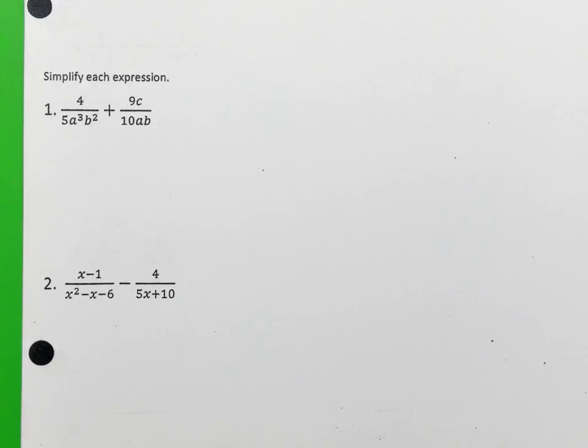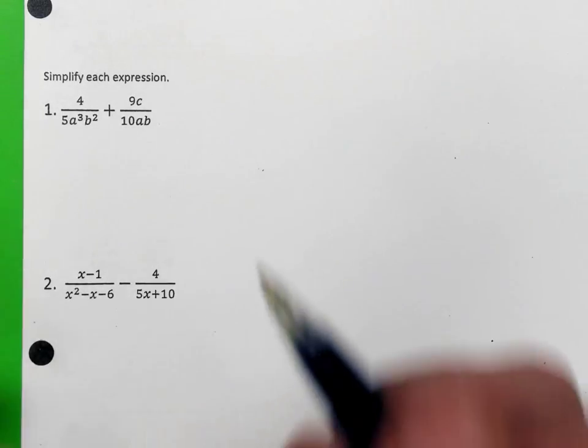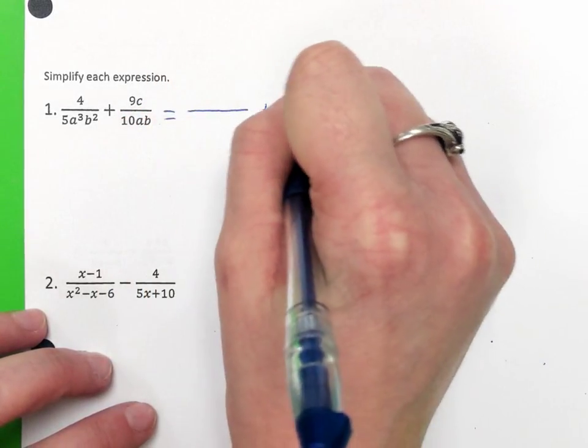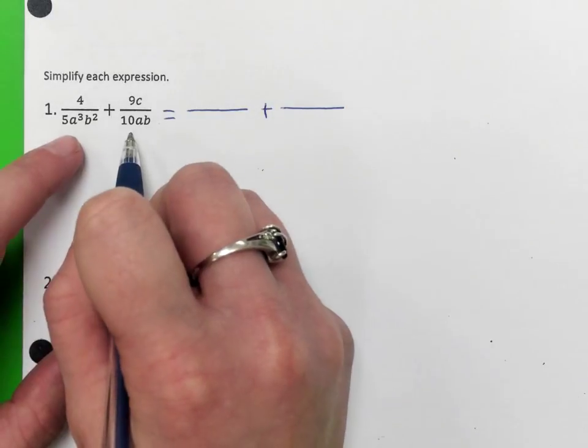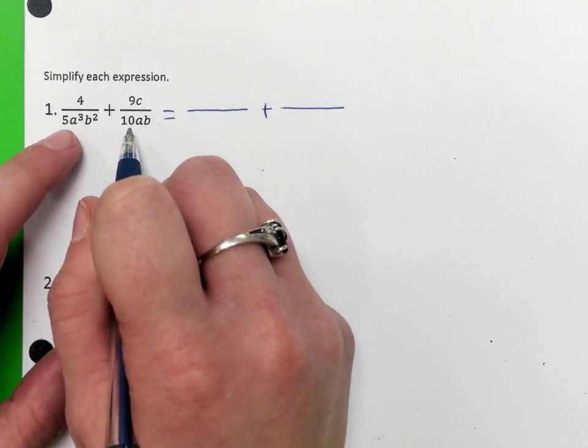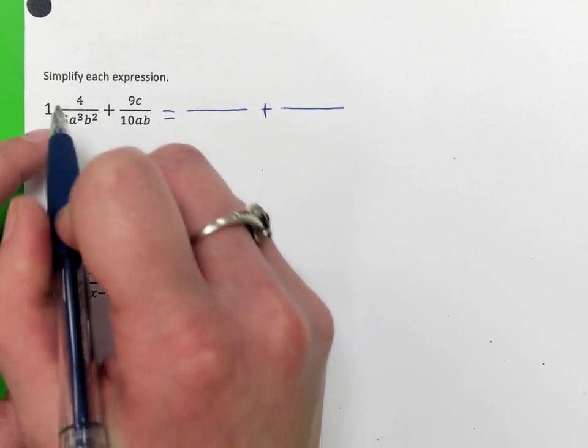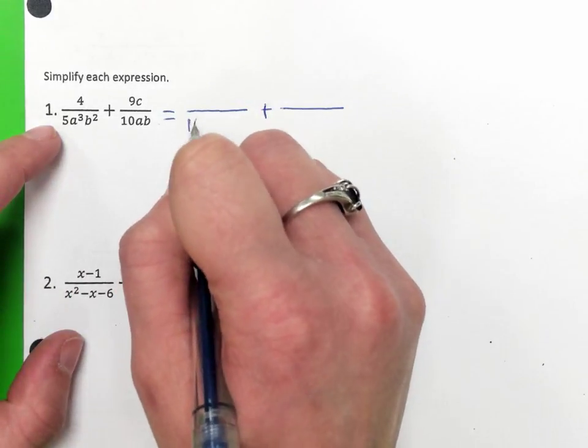So you have to make these the same denominator. So here we go. What is the least common multiple? What is the smallest number that 5 and 10 will both go into? 10, right? Okay, so here we go. Let's make them 10 first.